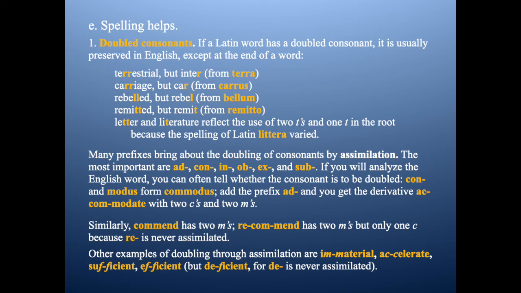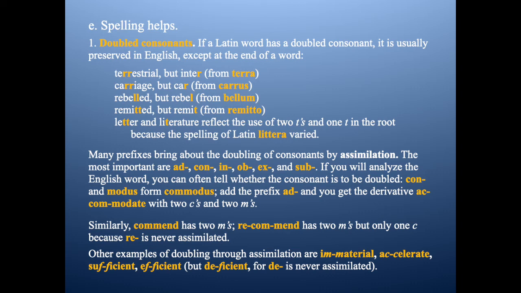Looking down at the very bottom, in plus material, in means not when it's added to an adjective. So immaterial is double M. Look at accelerate, odd plus celer. Odd means to or toward. Celer actually means swiftness or speed. So you speed toward, okay? Odd is assimilated with the C in celer to give us a double C in accelerate.